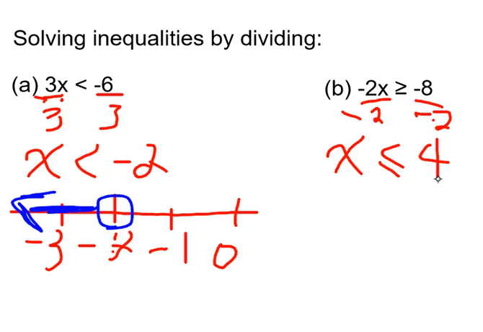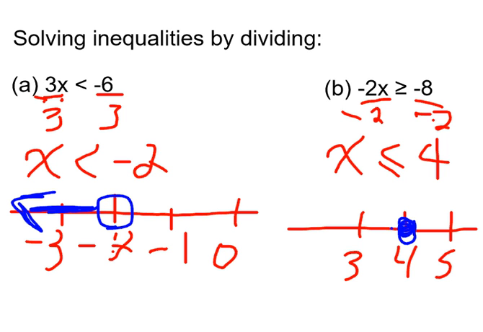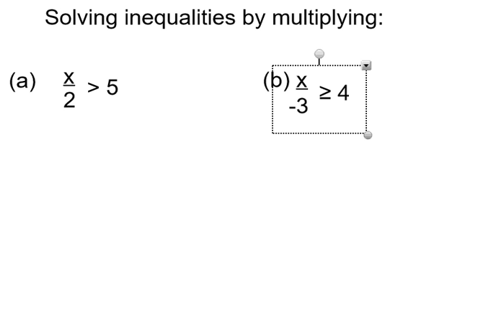Then again, we're going to graph this inequality. So I'll make my number line. I'll put my numbers on. And again, in this case, I'm going to have a closed circle because it includes the 4. And then anything less than that, so my arrow will go to the left. Okay, so let's look at some examples that involve multiplying.